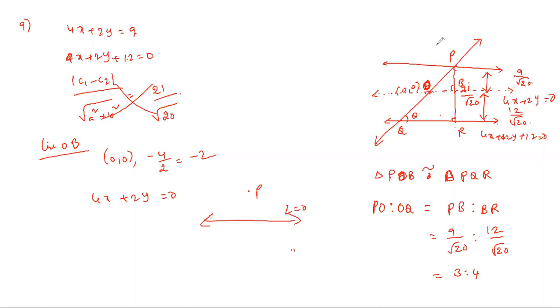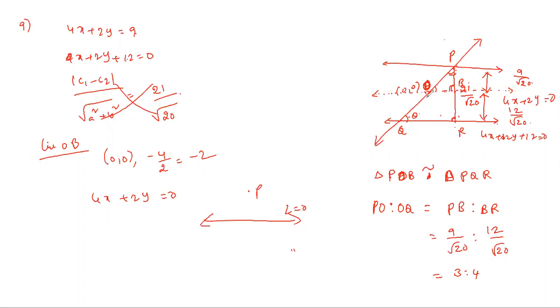Okay. For this, consider triangles POB and PQR. Both are similar because this angle is 90, this angle is 90, so two angles are equal, and this angle is common. So the triangles are similar because their angles are equal. We know the similar triangle property: the ratios are the same. PO is to OQ, PB is to PR. Both are in the same ratio.